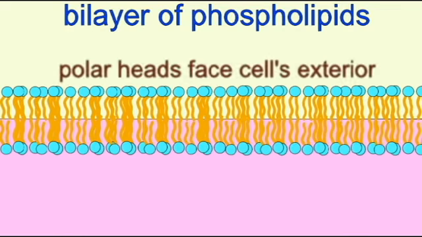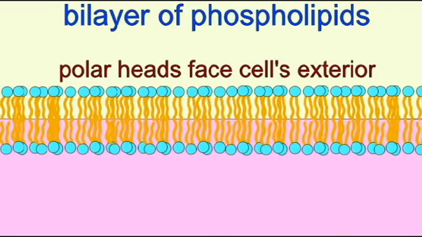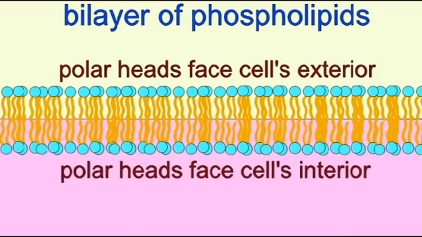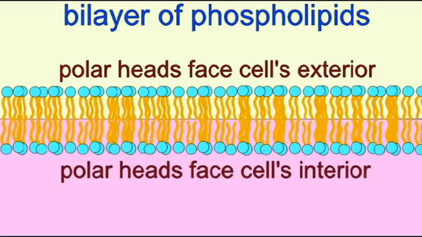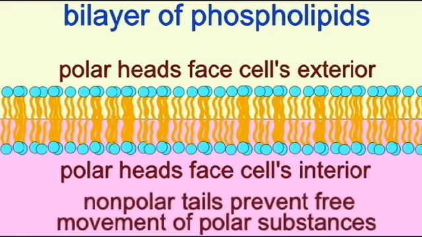In between these two layers are the nonpolar tails. These nonpolar tails are hydrophobic because they are fatty acids. They do not interact well with water or with charged particles such as ions and other polar molecules. As a result, these nonpolar tails form a barrier to most of the components both inside the cell and out, which are polar or charged.